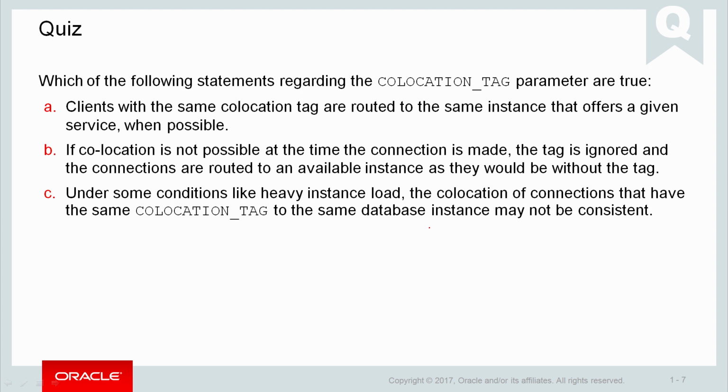And to complete this lesson, let's look at a couple of quiz questions. Which of the following statements regarding the co-location tag parameter are true? A, clients with the same co-location tag are routed to the same instance that offers a given service whenever possible. B, if co-location is not possible at the time the connection is made, the tag is ignored and the connections are routed to an available instance as they would be without the tag. C, under some conditions like heavy instance load, the co-location of connections that have the same co-location tag to the same database instance may not be consistent. And the answer is that they're all true. A, B and C are all true.